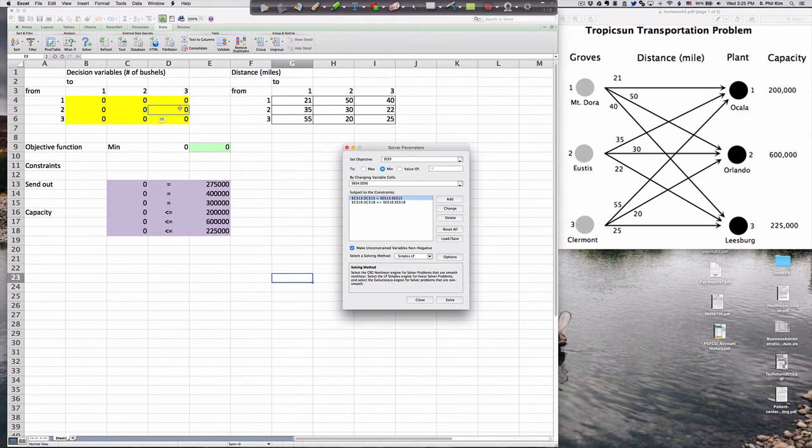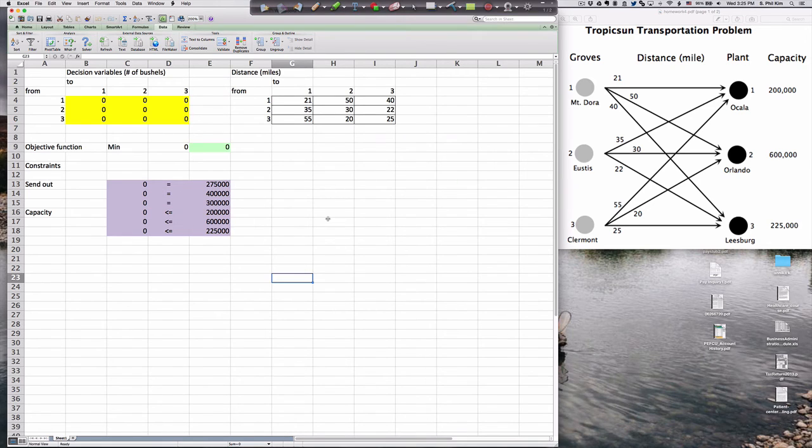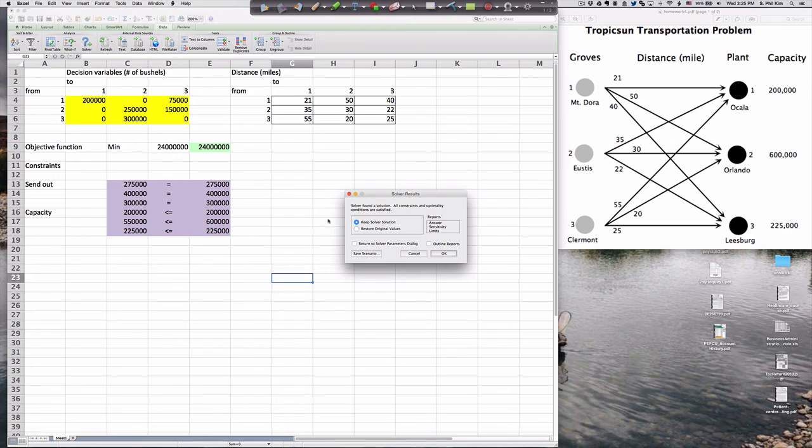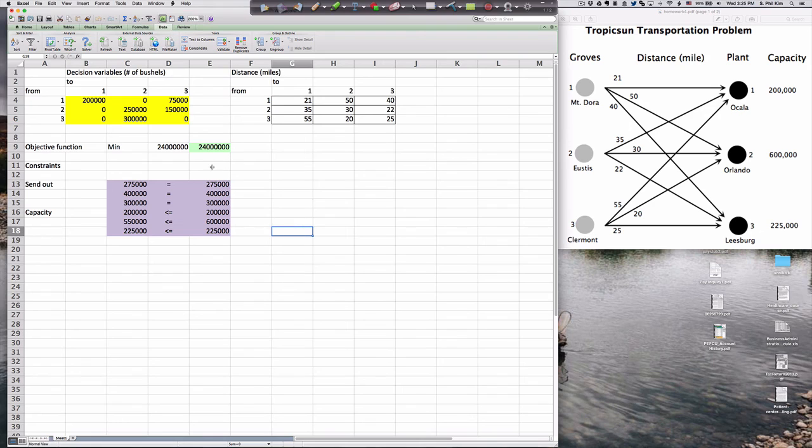So if you don't send out anything, your transportation cost is 0. That's best, obviously. But actually, we want to send out all the soybeans we have. So I will solve it again. Now you got your answer. Let's keep the answer, and you can see this is how much you have to pay for the transportation cost.